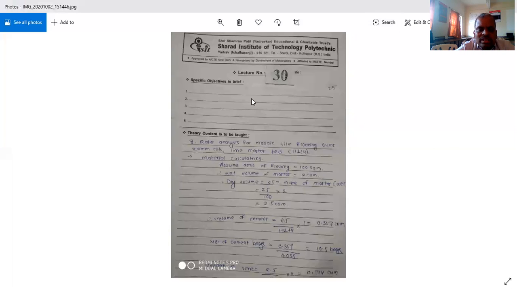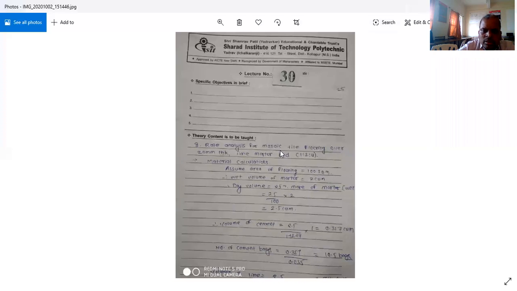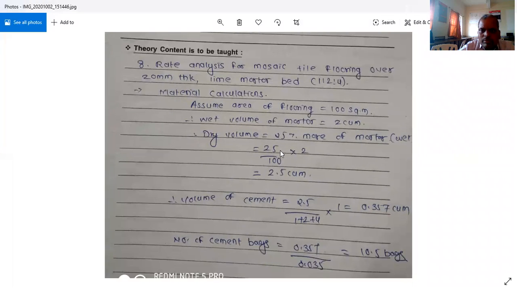So in the next lecture of the rate analysis, we are going to see the rate analysis for mosaic tile flooring over 20 mm thick lime mortar bed 1:2:4. Now see here, they have given us the lime and here 1:2:4 is the given ratio. Then what will happen automatically? Here 1 will be the cement, 2 will be the lime and 4 will be the fine aggregates. In this manner we have to consider. Here it is not the concrete but it is the lime mortar mixed with the cement.